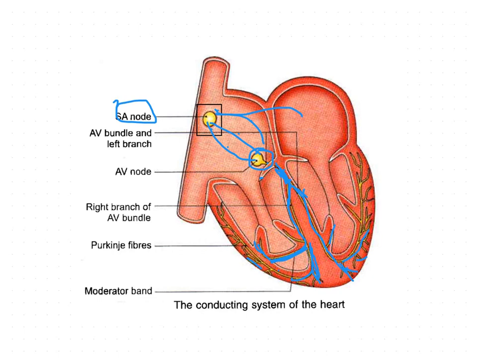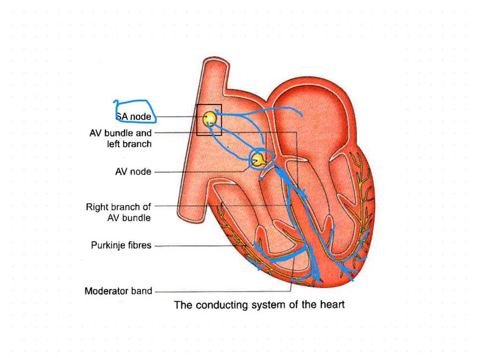These Purkinje fibers form a subendocardial plexus. They are large pale fibers striated only at their margins. They usually possess double nuclei. Normally the myocardial cell will have a single nucleus, but these Purkinje fibers possess double nuclei.